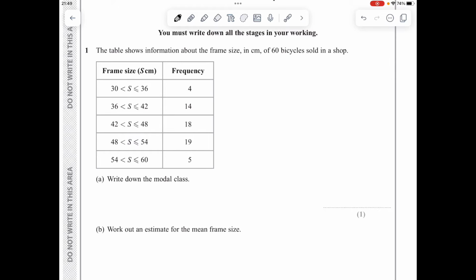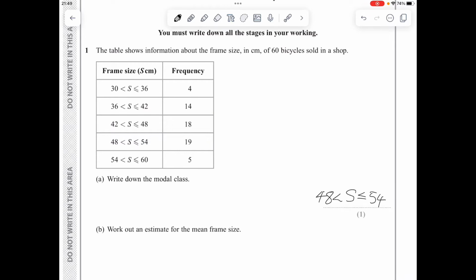For part A of question 1, I'll need the class with the highest frequency. Now the highest frequency is 19, so the modal class is between 48 and 54. So 48 less than S less than or equal to 54.